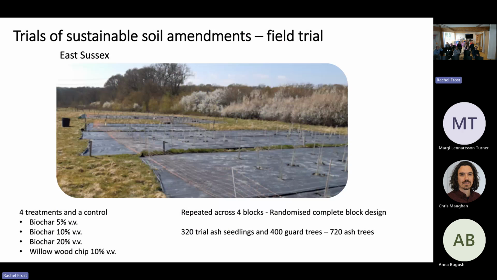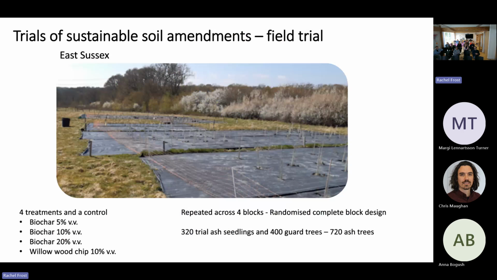So this is a field trial, hopefully protected by the electric net fencing. It didn't always work, but we also had little tree guards around everything. So the field was laid out in 4 blocks down the gradient of the field, so I could create what's called a randomised complete block design. And that aims to take into account the variation in conditions down what is actually quite a large field. And then within each of those blocks, I had 4 treatments and a control that were placed completely randomly.